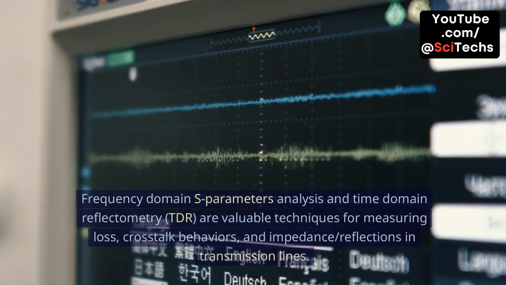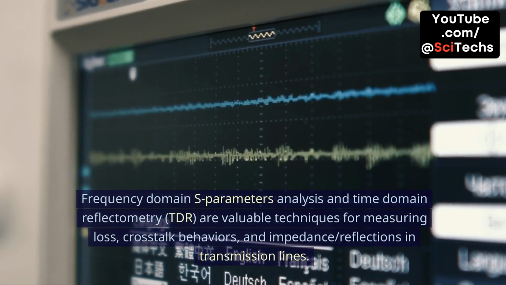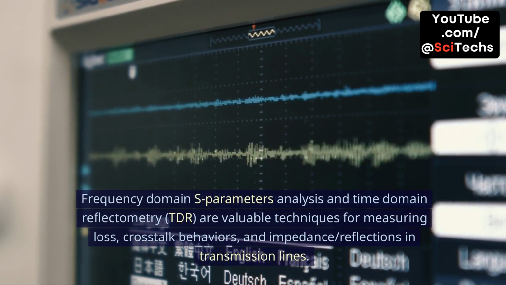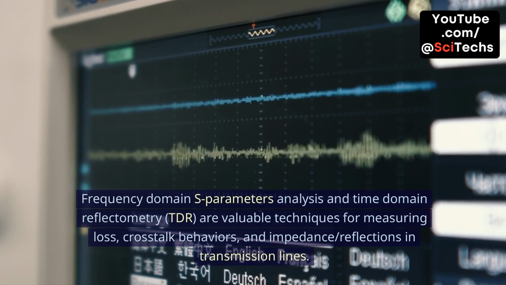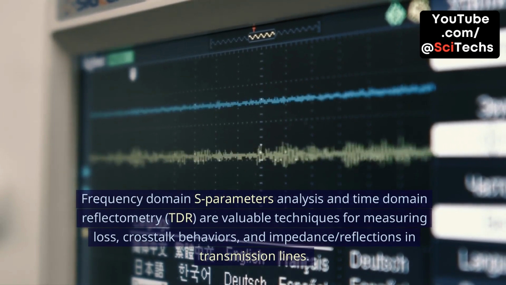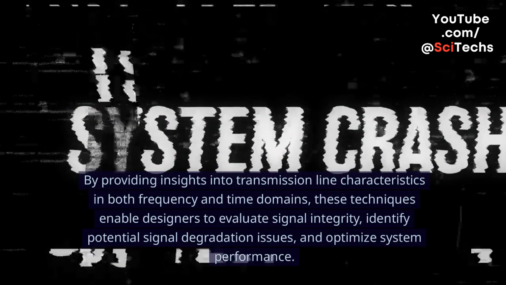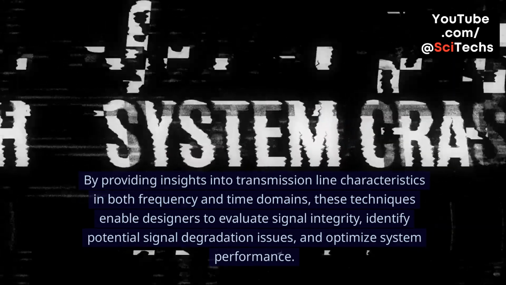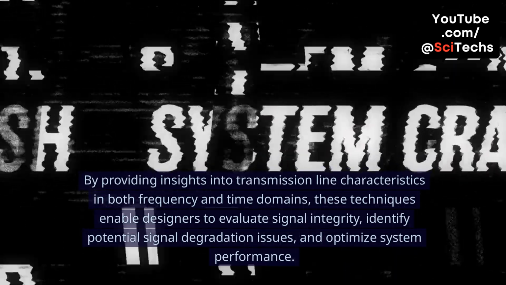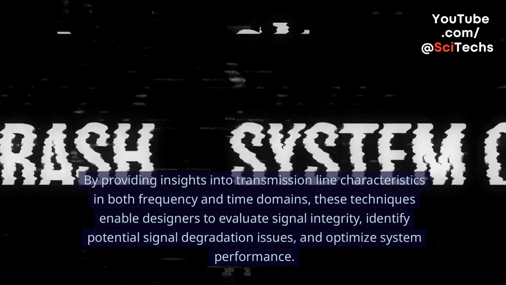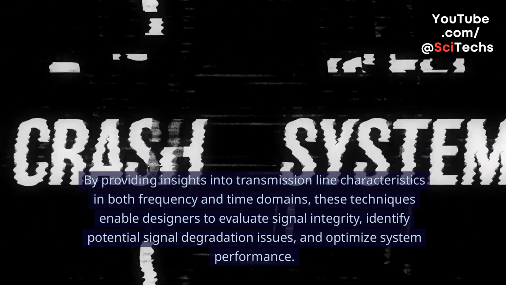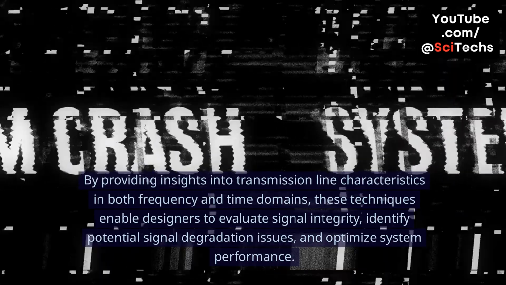Conclusion. Frequency domain S-parameters analysis and time domain reflectometry (TDR) are valuable techniques for measuring loss, crosstalk behaviors, and impedance reflections in transmission lines. By providing insights into transmission line characteristics in both frequency and time domains, these techniques enable designers to evaluate signal integrity, identify potential signal degradation issues, and optimize system performance.